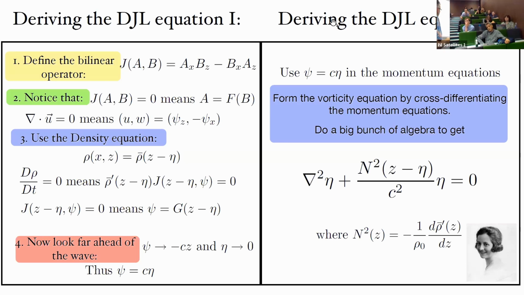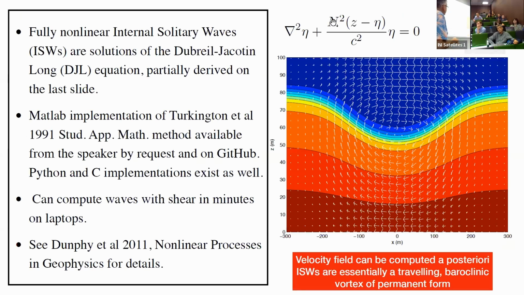And when you do all that, you end up getting this nonlinear elliptic eigenvalue problem called the Dubreil-Jacotin-Long equation. And there's Madame Dubreil-Jacotin, who actually did this years before Long. Long did this for lab work in the 50s. Okay, so there's a sample solution. It's based on a direct variational method due to Turkington. And once you've got eta, you can recover everything. So this is kind of an oceanic stratification where you've got a main pycnocline and then some stratification underneath.